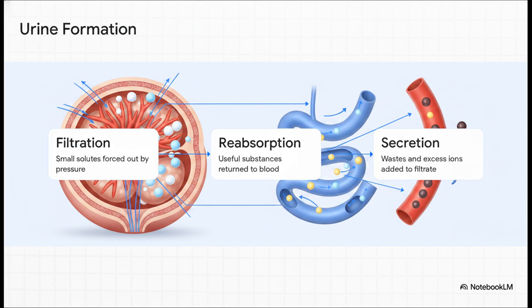Finally, step 3 is tubular secretion. Think of this as the body's final sweep. It pushes undesirable wastes, excess potassium, hydrogen ions, and even certain medications from the blood directly into the tubule fluid, mostly happening over in the distal convoluted tubule.